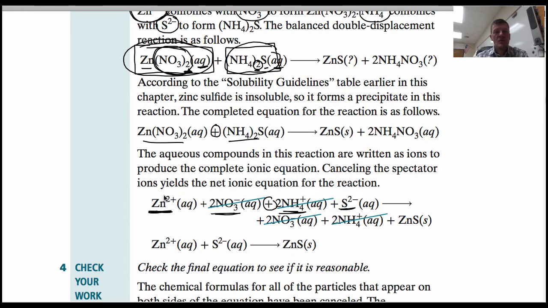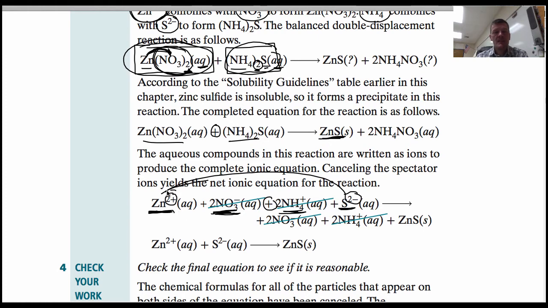Well, we know from the one solution that zinc and nitrate stay dissolved, they stay dissociated. And the ammonium and the sulfide stay dissociated in their solutions. According to the solubility table, they just stay dissociated. They break apart into ions. But now that they're mixed together, zinc could combine. You have to put a plus ion with a negative ion, with the other negative ion. What if zinc and sulfide got together? Well, they could potentially create zinc sulfide.